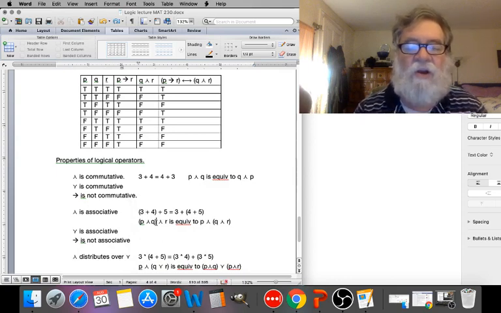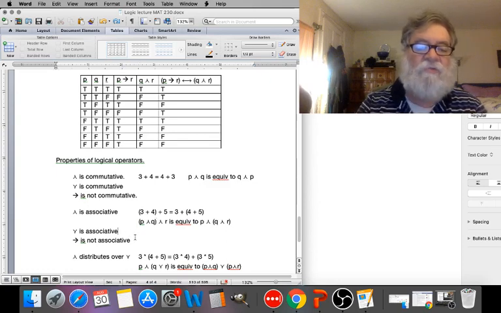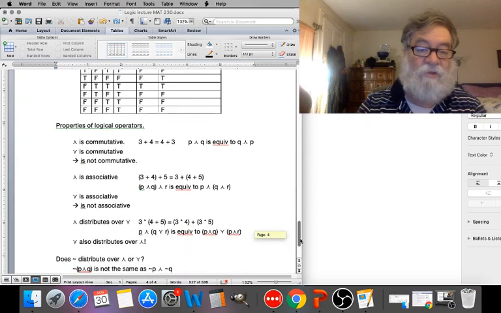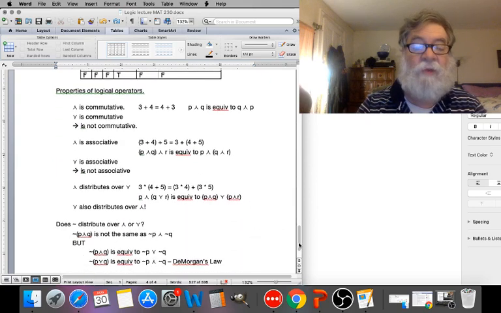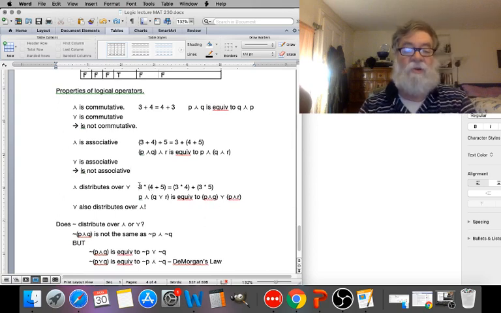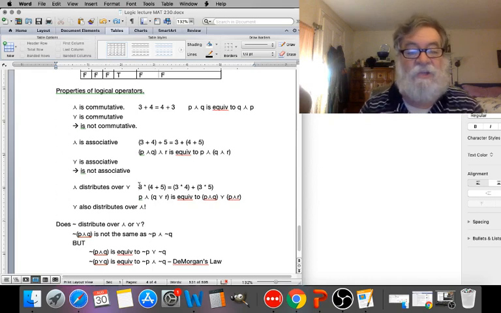So P and Q and R is equivalent to P and Q and R, grouped either way. And OR is also associative. Once again, if and only if, if then is not associative. By the way, if and only if is associative and commutative also, but most people don't bother to worry about it because we don't use that very much. And AND distributes over OR. So let's think about distribution with numbers.